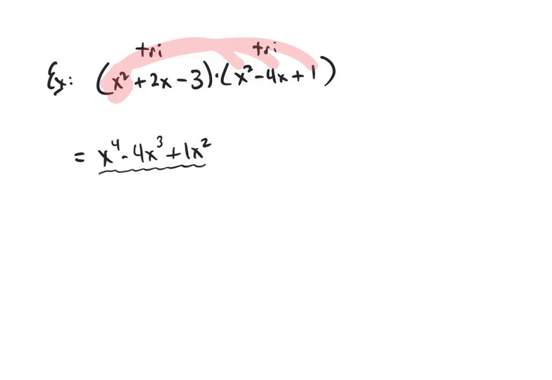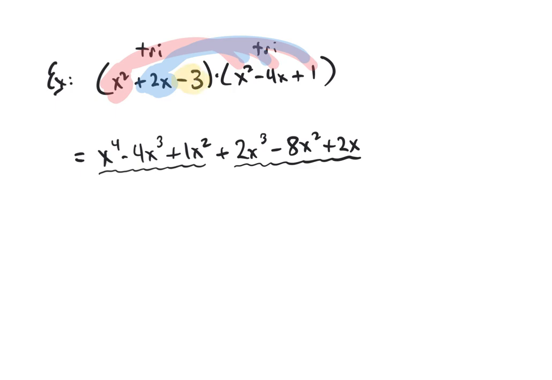Now that I'm done with the x squared, I move over to the 2x and do the same thing. I pick up the 2x and distribute to all three terms in the other. So 2x times x squared, 2x times negative 4x, 2x times 1. So here's the next group of three. And then finally, I pick up the negative, hit the wrong button there, guys, sorry.